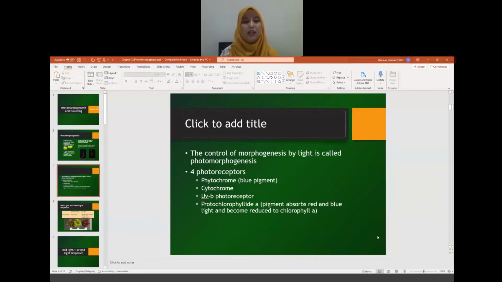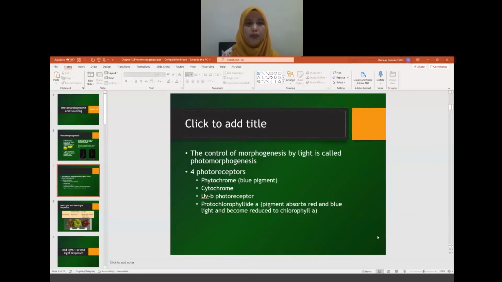As I mentioned just now, the response is controlled or mediated by different photoreceptors. For example, here we have 4 photoreceptors. Number one is the phytochromes. It is very important for you to know these phytochromes. It is listed in your CI, so you have to know about this phytochrome. Of all the 4 photoreceptors, phytochrome is the one that is very important for you to know. Phytochrome is a blue pigment, a blue-green pigment.